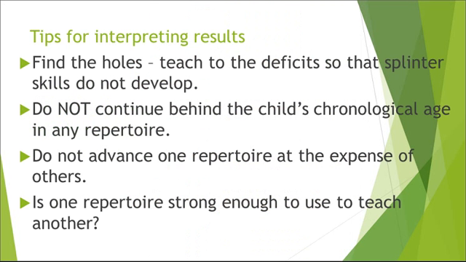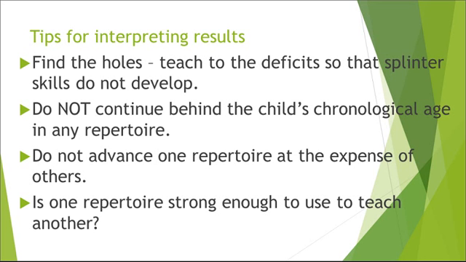So some tips for interpreting the results. And this is specifically the results of the milestones. You want to find the hole. So teach to the deficits so that splinter skills do not develop. If there's a particular hole somewhere and there's another repertoire that's all the way up in level 2, we want to focus on that hole in level 1 so that we can fill that hole first.